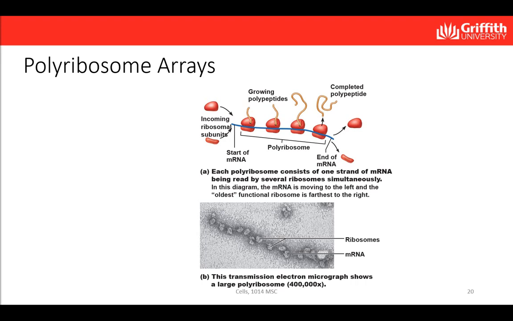Polyribosome arrays allow for a single strand of mRNA to be translated into hundreds of the same polypeptide molecule in a short time. As the ribosomes read the mRNA from left to right, new ribosomes are added on the left-hand side at the start of the RNA. And once the ribosomes have reached the stop codon of the mRNA, the subunits then dissociate from the mRNA.